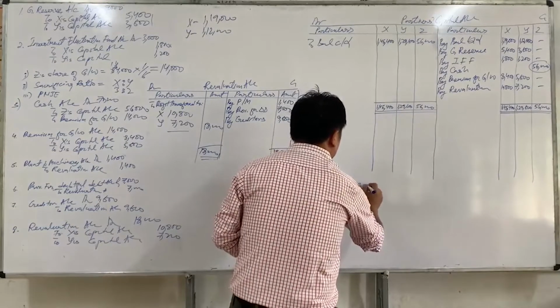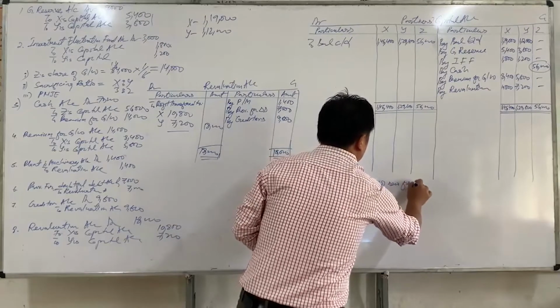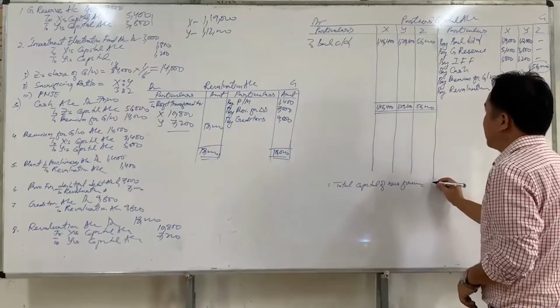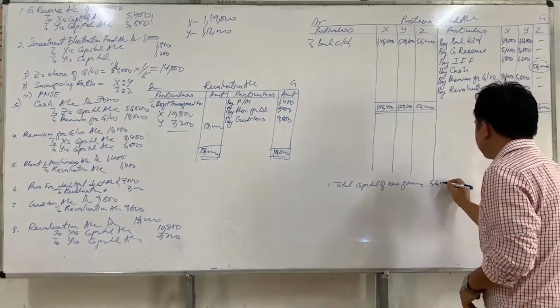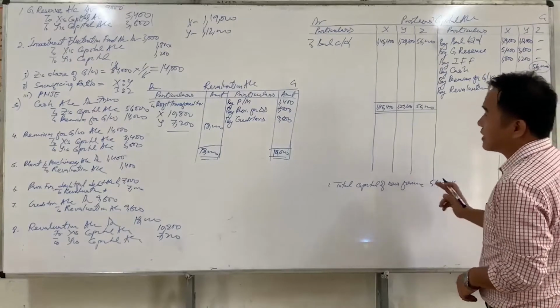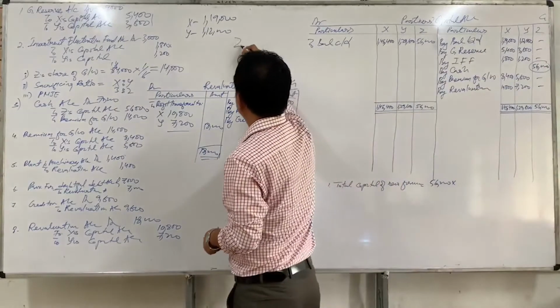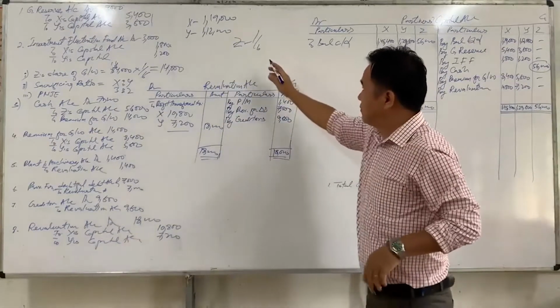Total capital of new firm is equal to new partner's capital. So what is the new partner's capital? New partner's capital is 56,000 multiplied by the reciprocal of his share of profit. What is the new partner's share of profit? Their share of profit is 1/6. So what is the reciprocal of 1/6?